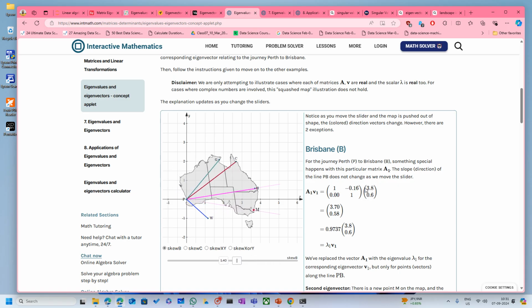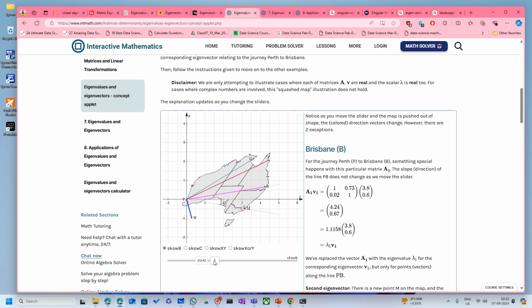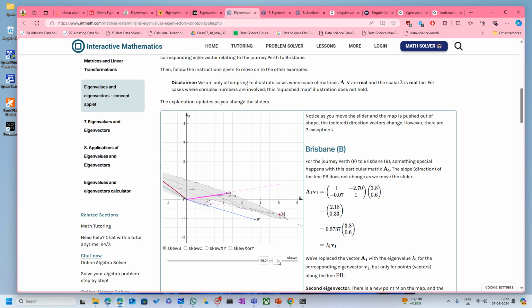But this is your vector. The vector is remaining the same. Scaling factors are changing, lambdas are changing. The vector is either stretching or decreasing in size, but the information is the same. The scaling factor may change.